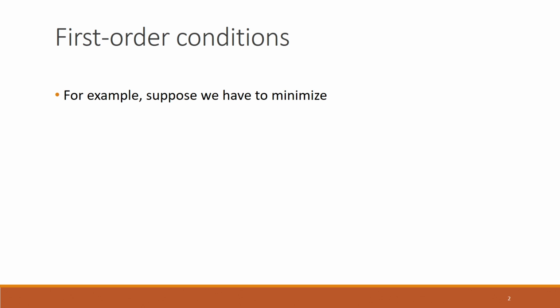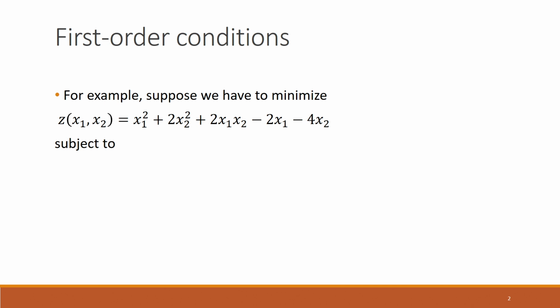Suppose we have to minimize the following optimization problem. We have this objective function z, which is a function of x1 and x2, and it is subject to the constraint x1 plus x2 greater than or equal to 2. This same objective function we have seen in another example before. The only difference is that now we also have this constraint, x1 plus x2 greater than or equal to 2.